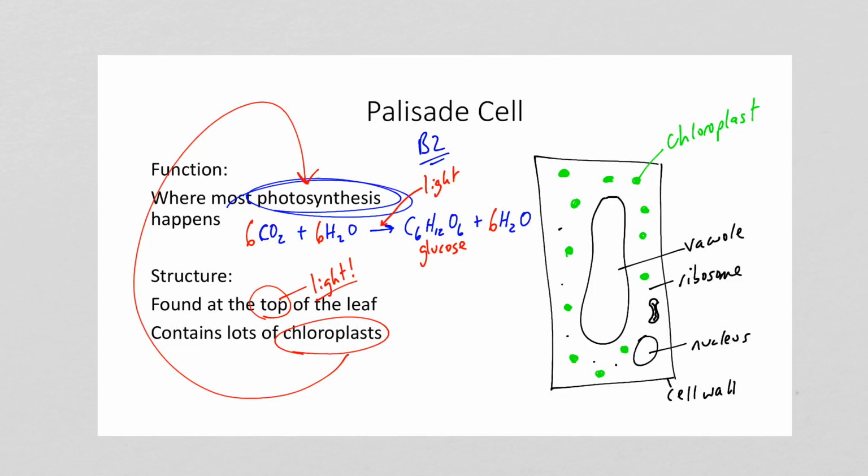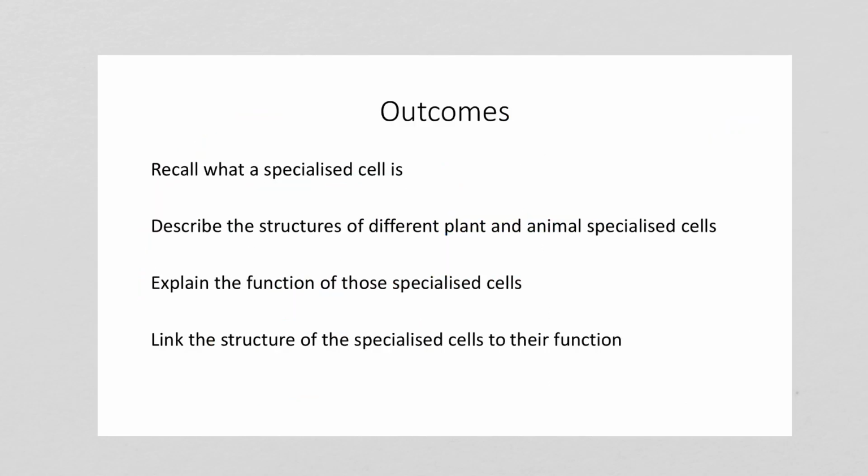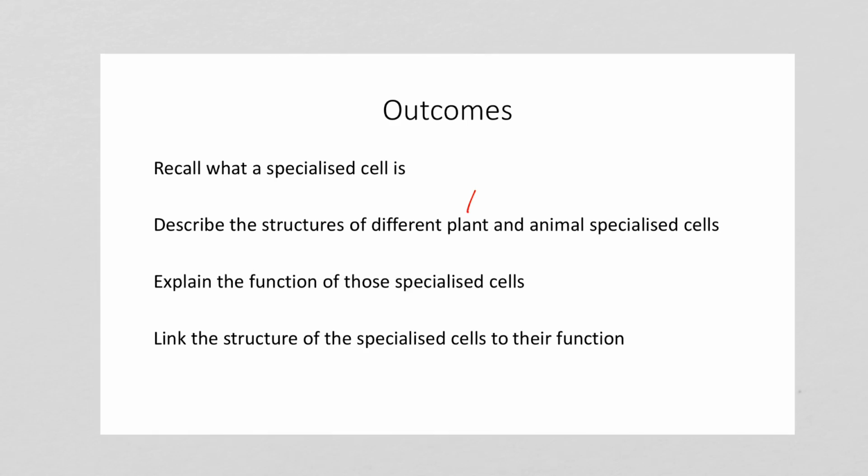Let's have a look at the outcomes that we started with. Recall what a specialized cell is. You need to be able to say what a specialized cell is. Describe the structures of different plant and animal specialized cells. So for the plant, we had the root hair cell, the xylem, the phloem, and a palisade cell. For the animal cells, we had the sperm cell, the muscle cell, the nerve cell, and the red blood cell.